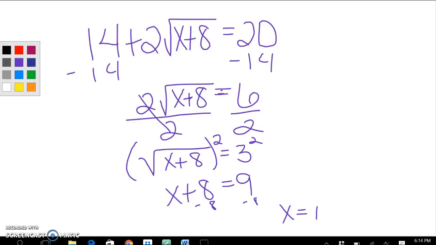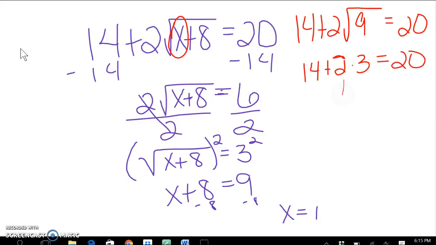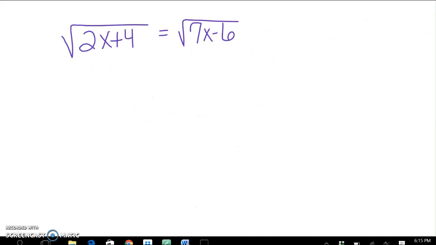Let's check it. So we're going to take 1 and plug it back in for the x up here. So this says 14 plus 2 radical 1 plus 8 is 9. So I'm just going to make that a radical 9. Square root of 9 is 3. So this really says 14 plus 2 times 3. Well, 2 times 3 is 6. So 14 plus 6 equals 20. So it does work.